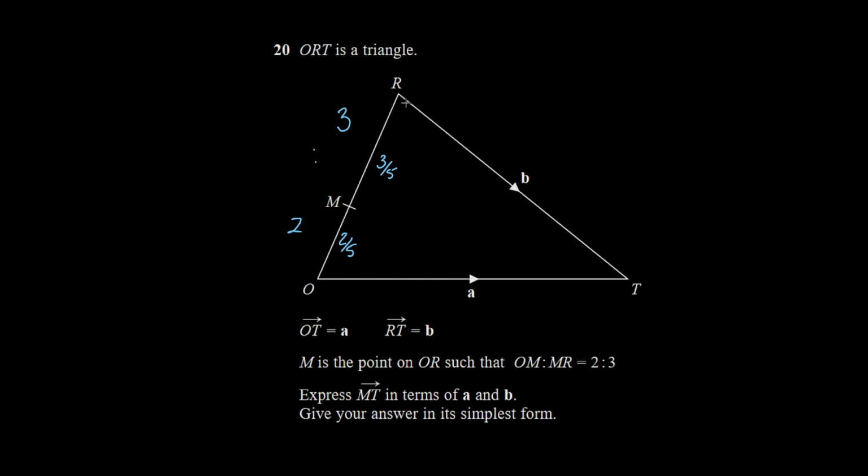So they'll become multiplying factors of vectors. Express MT, which is that vector there, the yellow vector, in terms of A and B. Give your answer in its simplest form. The first thing to do is to find OR, because we're going to be travelling along some of it to do our journey from M to T.